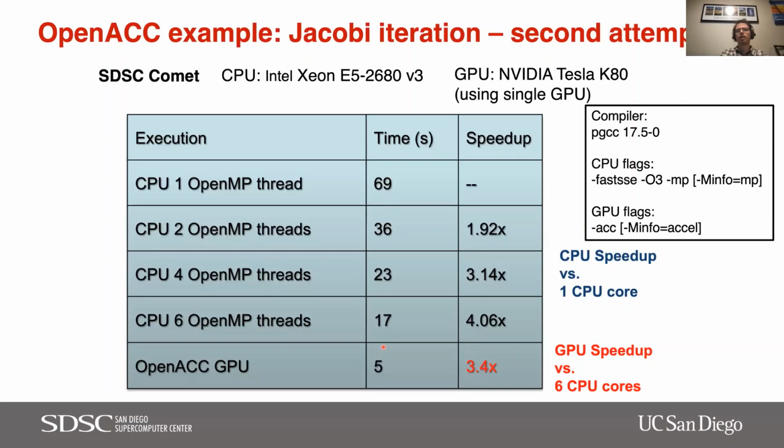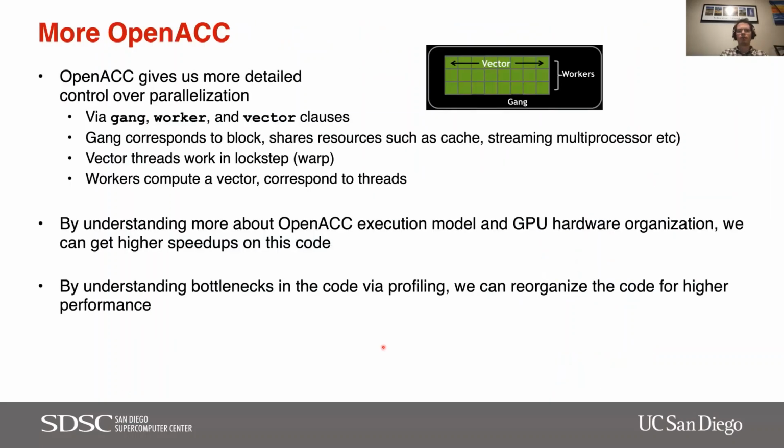And with that said, OpenACC gives you many more options to control parallelization via the gang, worker, and vector clauses. And that's the reason why I introduced you also to CUDA, because if you don't understand CUDA, you don't know what these things are. So gangs correspond to blocks that share the resources, such as cache and so on. And the threads work in lockstep. So those are basically the warps, the vector clauses. And the worker are the threads per block.